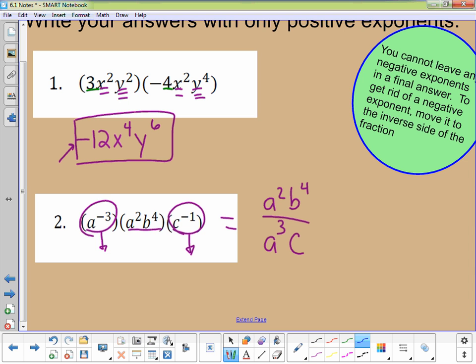Then I check if there's any more simplifying. I see 2 a's. I see a squared, and I see a to the third on the bottom. So I need to simplify those. Now I have 2 on top and 3 on the bottom. The 2 on top are going to go away, and I'm going to be left with just 1 on the bottom. So that ends up being b to the fourth power over a times c. Now I have each variable only one time, no negative exponents, no parentheses. I'm good. Let's take a look at number 3.